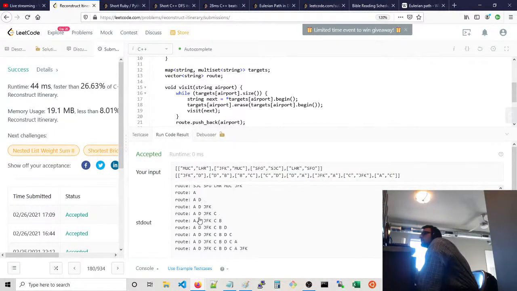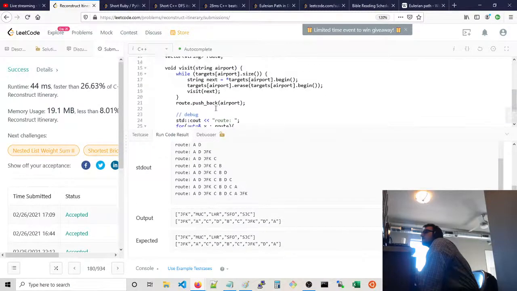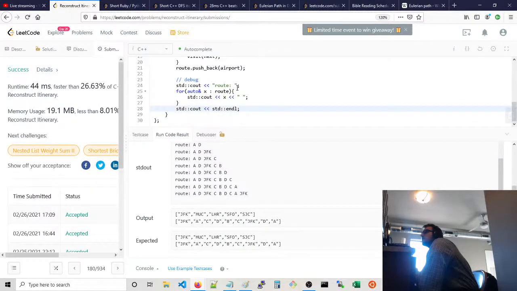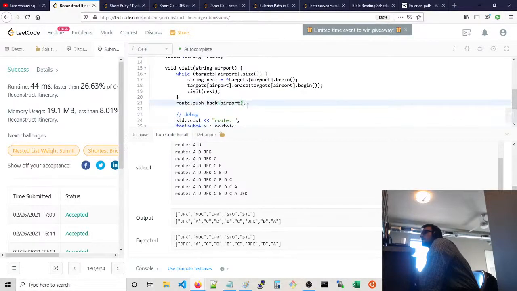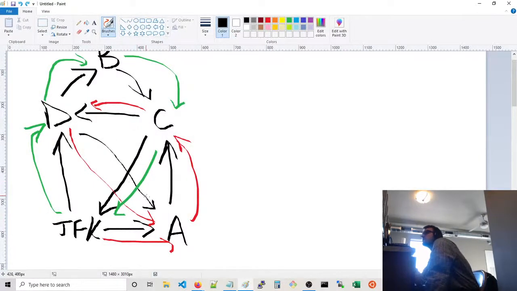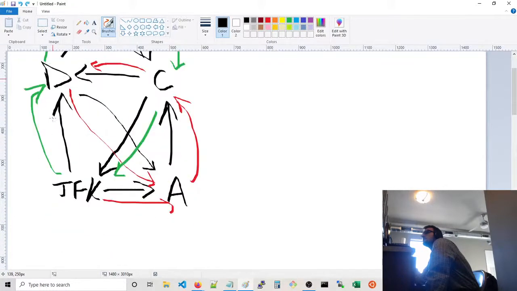So I'm interested, so we get A first. That's so weird. The first thing that we write is A, then we do D, JFK, C, B, D, C, A, JFK. Is that what we expect? First thing that we stop at is A, so we do write A, then we write D. That's so interesting.